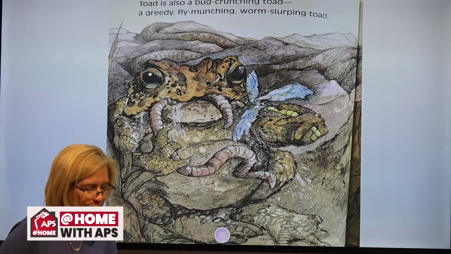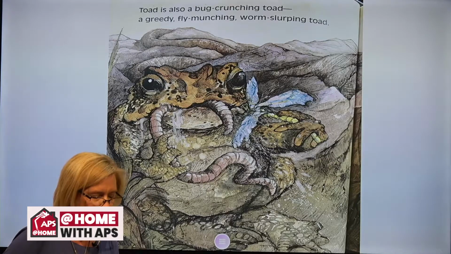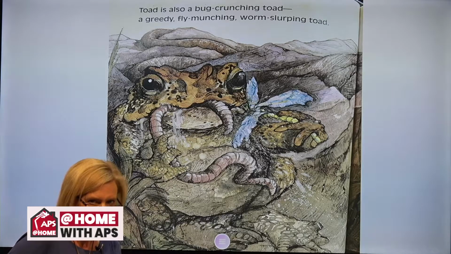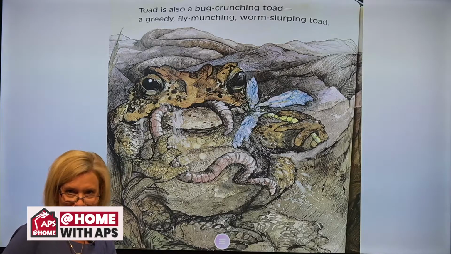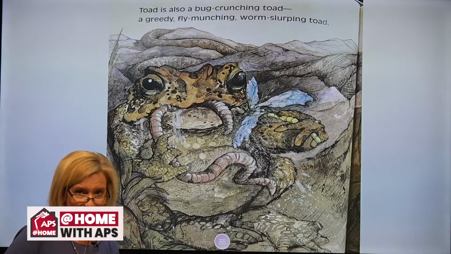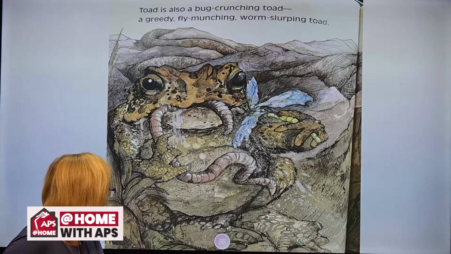Toad is also a bug-crunching toad, a greedy, fly-munching, worm-slurping toad. He looks like he likes those worms, doesn't he? He's just slurping them right down.